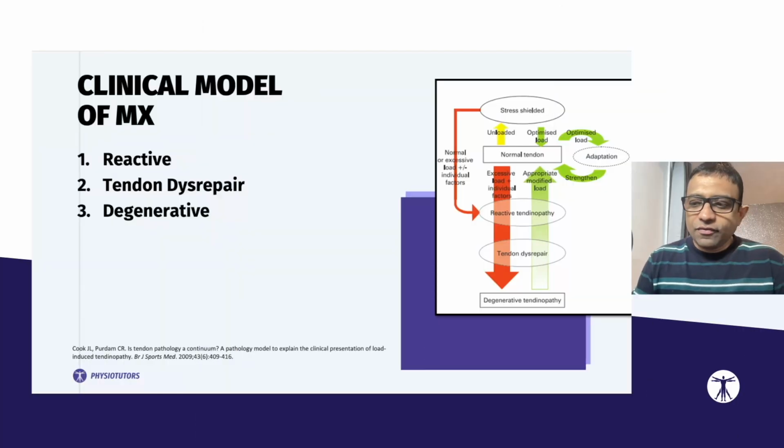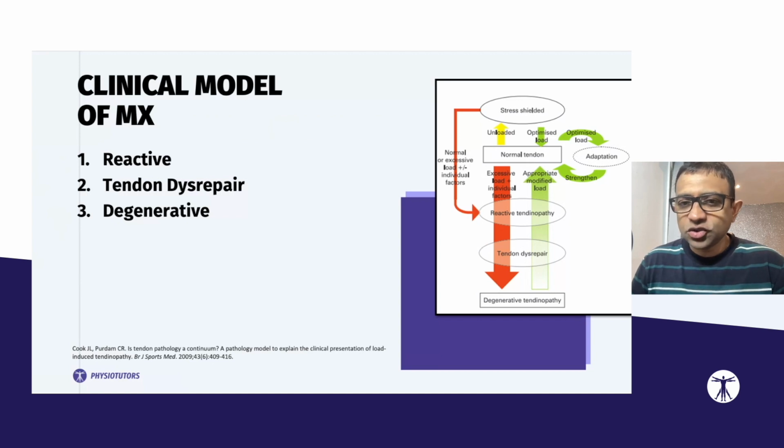A model I love is the classical model from Jill Cook, where she looks into the reactive stage, where you initially have a flare-up and quite severe pain, and then it leads to tendon disrepair and degenerative changes. So when we give Shockwave, which I'll be talking about soon, we want to avoid it, especially radial Shockwave, in that reactive stage. Generally we want to use it for patients whose symptoms are more than 3 months.